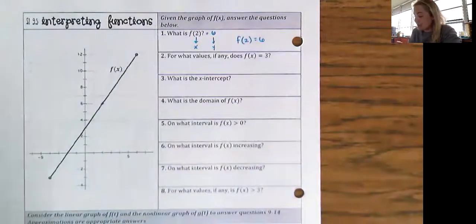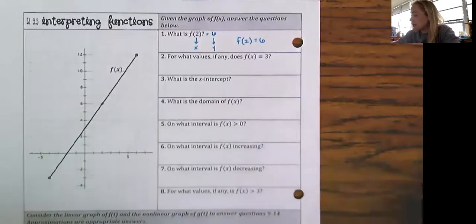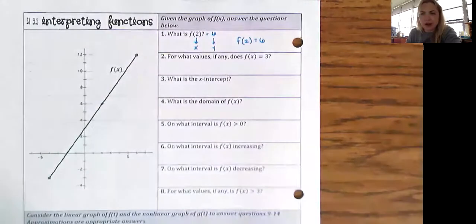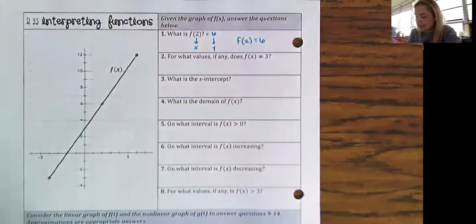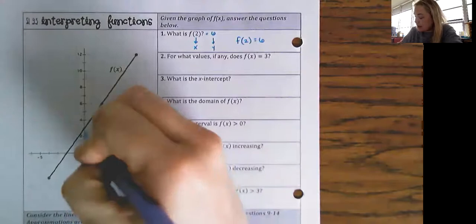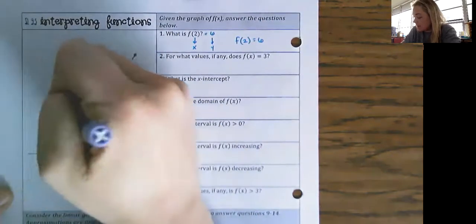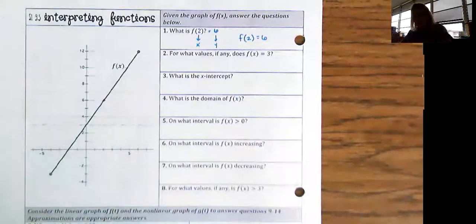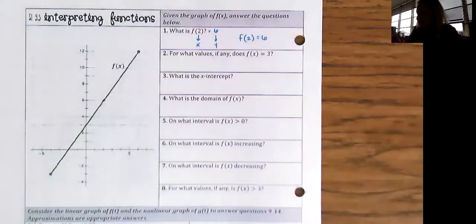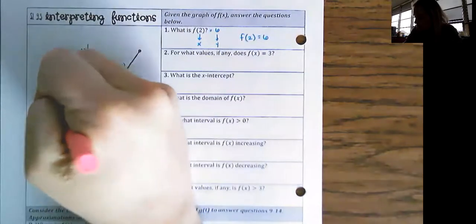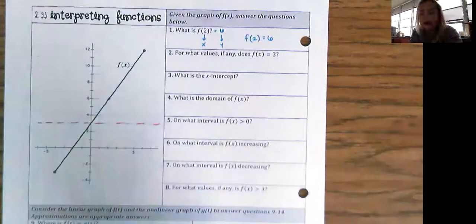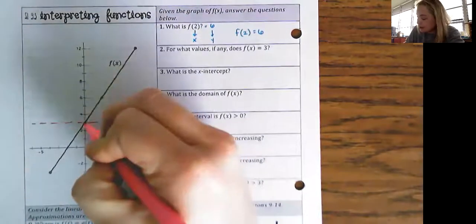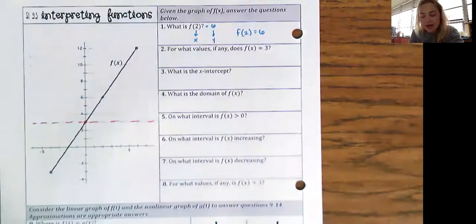For what values, if any, does f of x equal 3? So our job this time is to see if there are any places on the graph where an output is 3. So I'm actually going to find 3 on my graph, and I am going to draw a dashed line where it is up 3 spaces. That was not a great dashed line because you couldn't really see exactly where it was. So I'm going to make it a little bit darker. Okay, where is our graph equal to 3 as an output? Well, there's only one place. It's right there on the graph.